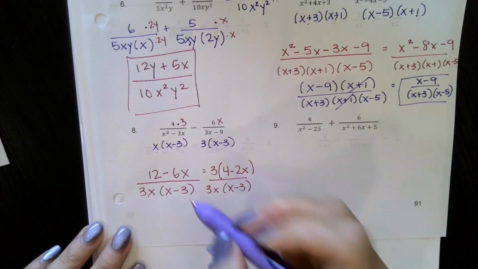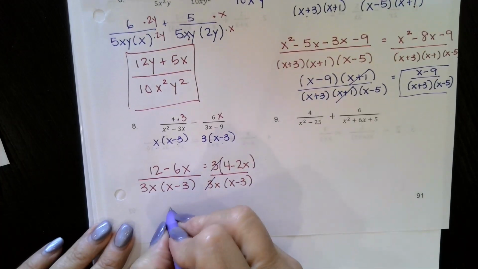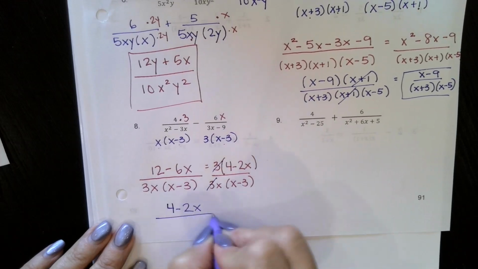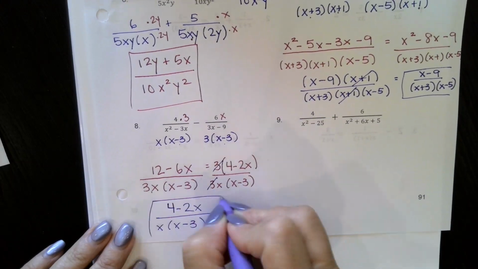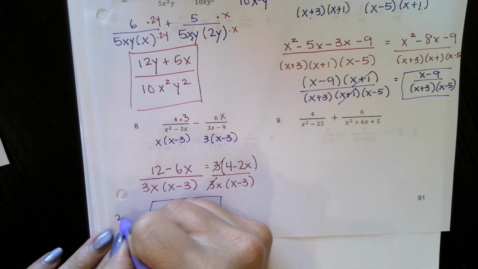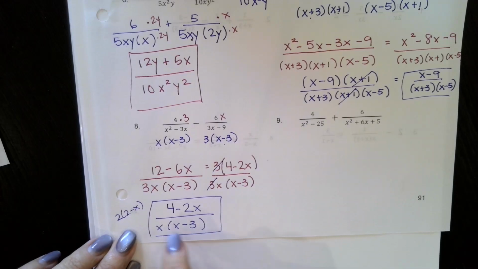And what I see is that this 3 and this 3, those two factors cancel, and I have 4 minus 2x over x times x minus 3. And that's my final answer. Now, I could pull a 2 out here on the top, and I could make this 2 minus x, but this isn't going to cancel with anything, so I just left it.